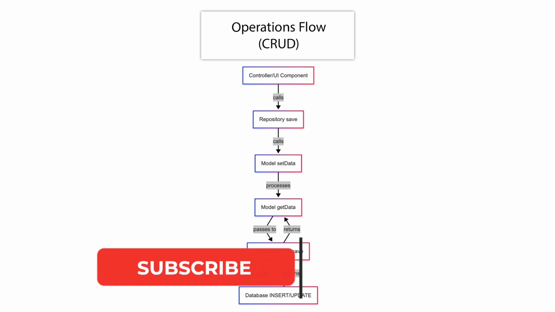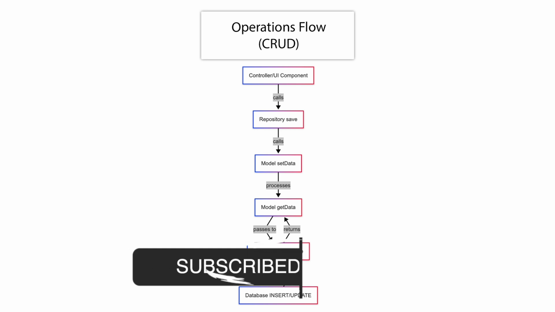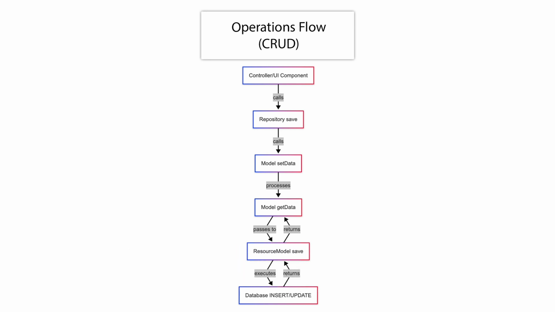Now that we understand all the components, let's see how data flows through the system when we perform CRUD operations. This diagram shows the path data takes from the controller or UI component all the way to the database and back. When we save a blog post, for example, 1. The controller or UI component calls the repository's save method. 2. The repository calls methods on the model. 3. The model uses the resource model to interact with the database. This structured flow ensures that each component has a single responsibility.